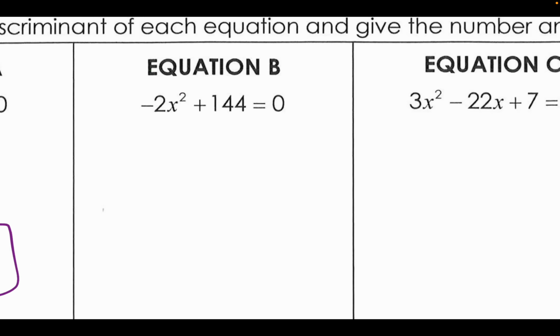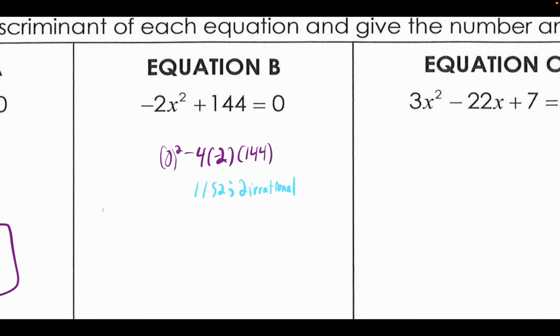Equation B, I do the b squared minus 4ac, and I say, okay, well, b squared is 0 squared minus 4 times negative 2 times 144, which ends up being 8 times 144, or 1,152. And this is actually not a perfect square, so this is too irrational.